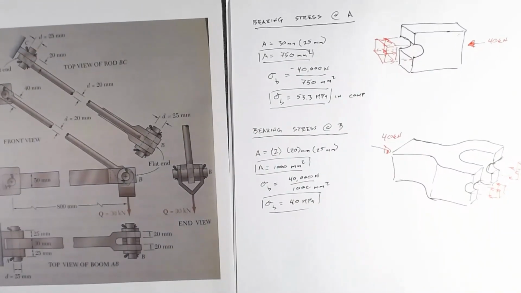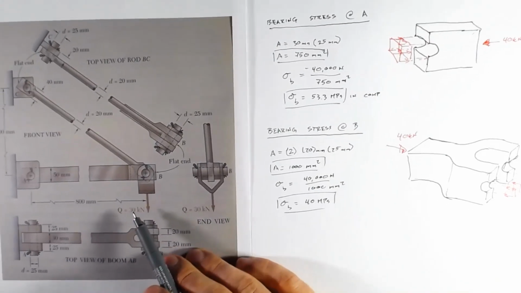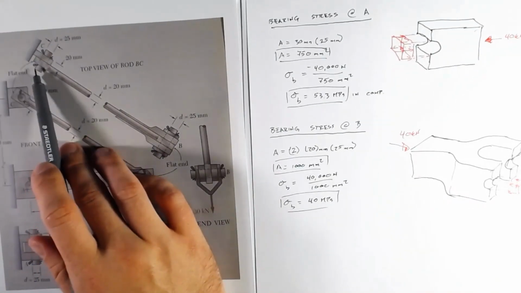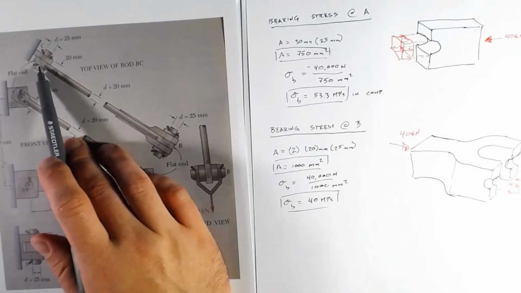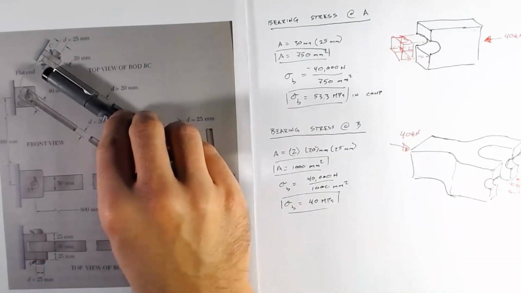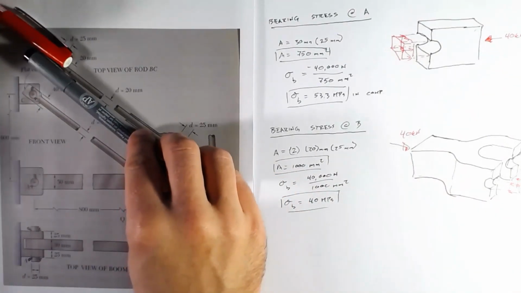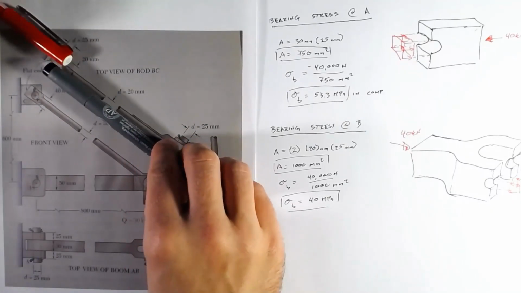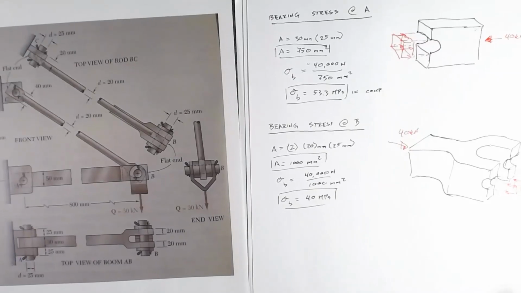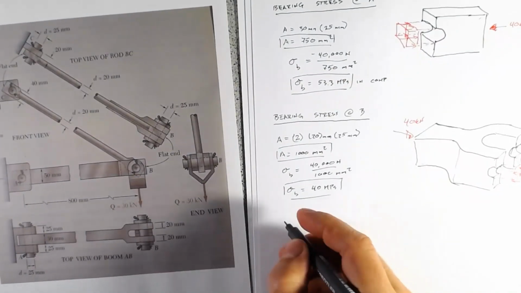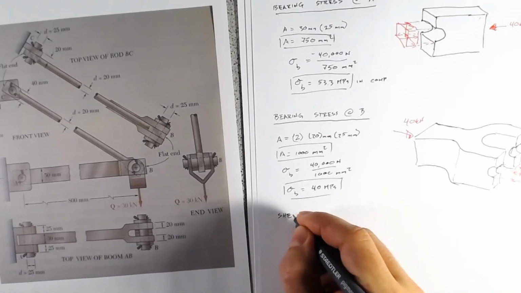So the first one that we want to look at, let's look up at the pin at C. From the drawing, you can see that we only have 2 plates coming in. So this is going to act in single shear. As this is pulling this way, the reaction's trying to pull the other way, so we're trying to get this shearing action. We only have 1 shear plane, so we're going to be acting in single shear. So let's have a look at that.